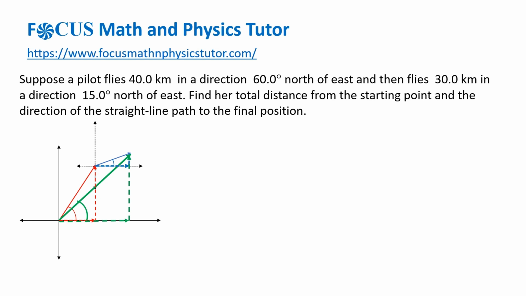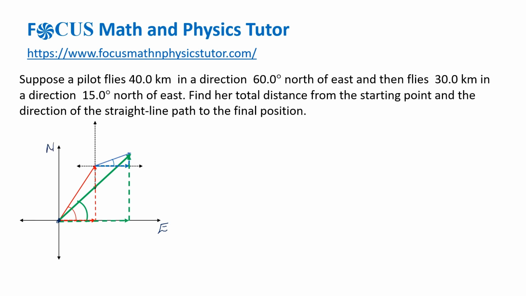Suppose a pilot flies 40.0 kilometers in a direction of 60 degrees north of east, and then flies 30.0 kilometers in a direction of 15.0 degrees north of east. Let's sketch it. So if this is the origin, and this one is east, therefore this will be north.